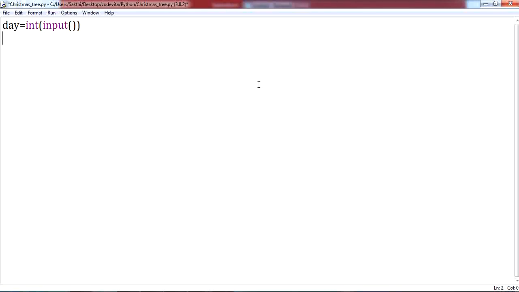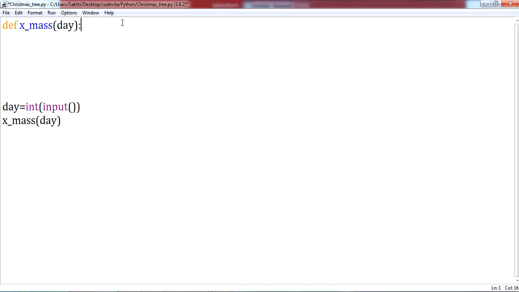For generation of a Christmas tree, let me write a function called xmas and pass days as a parameter of this function. Now let me have the function definition here: def followed by xmas, and let me have a parameter value. Now let us go ahead with the implementation part.